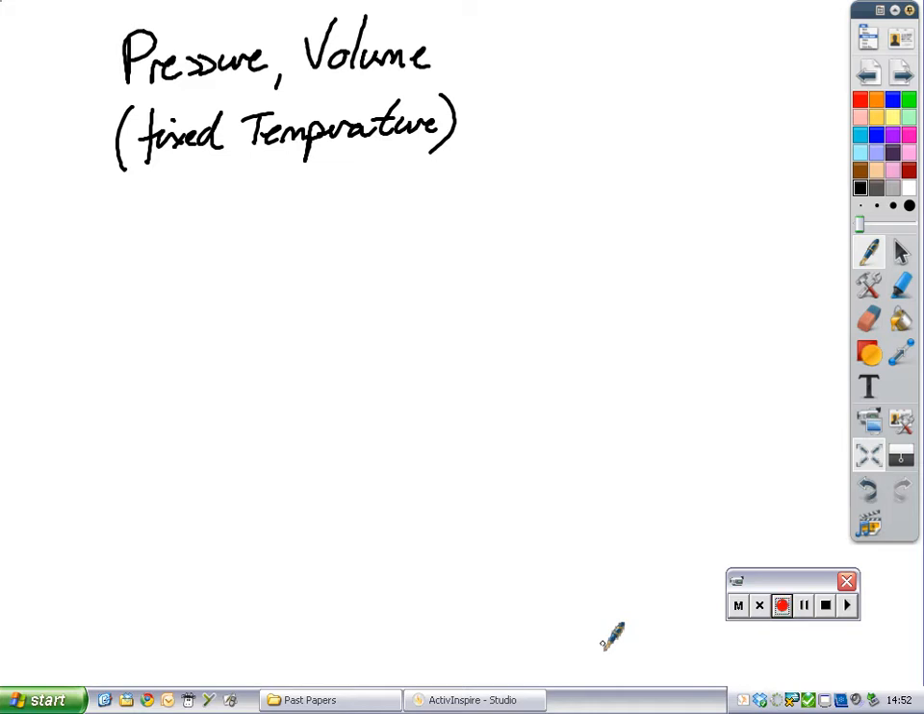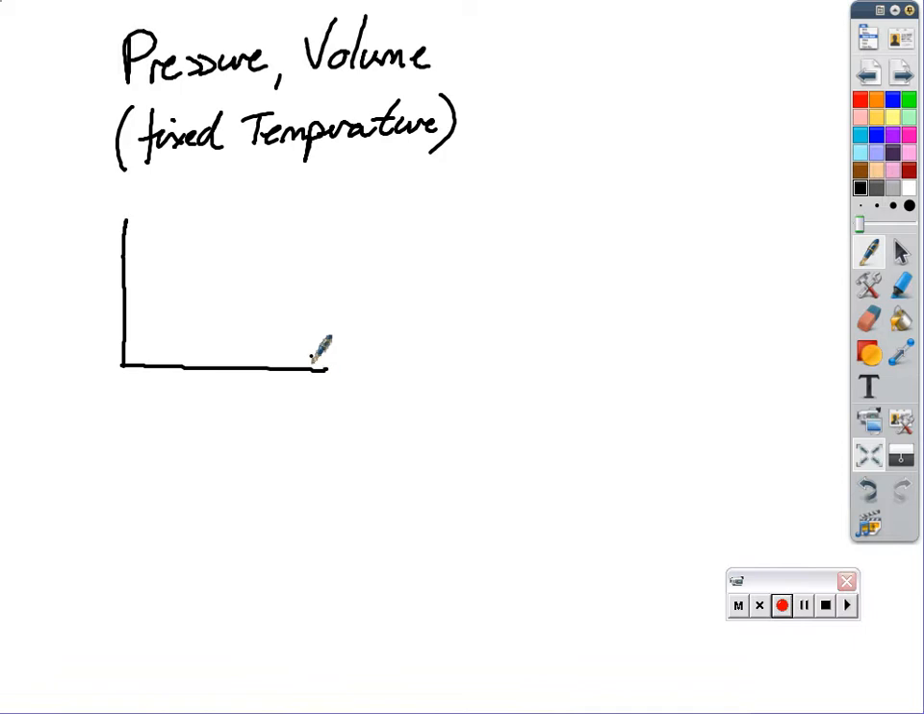Right, pressure, volume, fixed temperature. If we do a graph of pressure against volume, like we did with the experiment there, we get a graph which looks like this. It might look slightly different on your graph, but that's the way it looks.